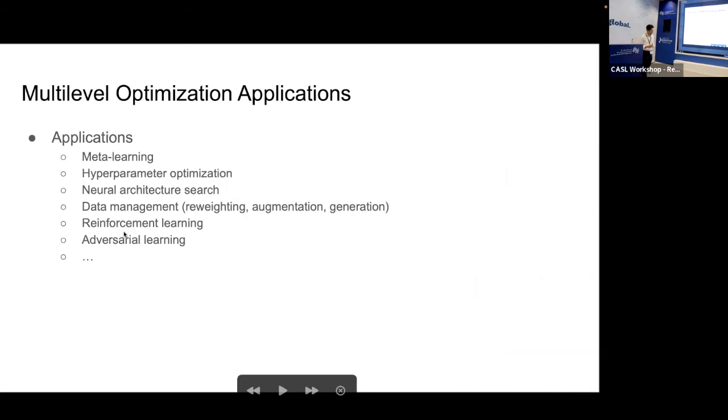There are actually a lot of cool applications of multilevel optimization. Meta learning, hyperparameter optimization, neural architecture search, reinforcement learning, and adversarial learning can all be formulated as multilevel optimization. For example, in adversarial learning, we have two agents, attacker and defender, interacting with each other. In reinforcement learning, we have multiple agents and an environment interacting with each other. In hyperparameter optimization, we have hyperparameters and the main network parameters interacting with each other. We can model all of these using our framework Betty.